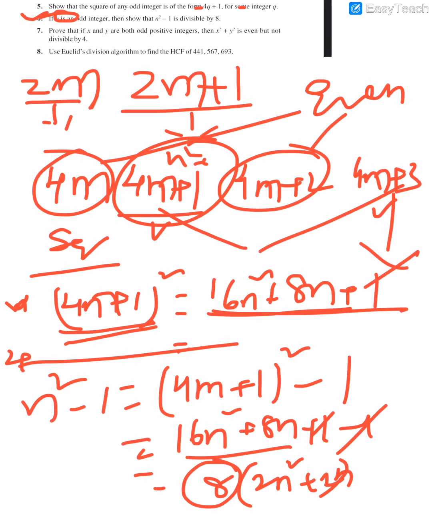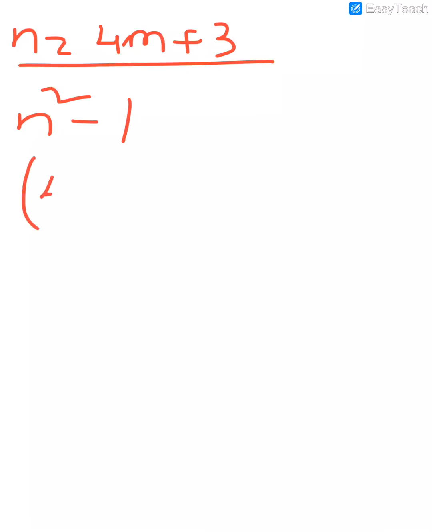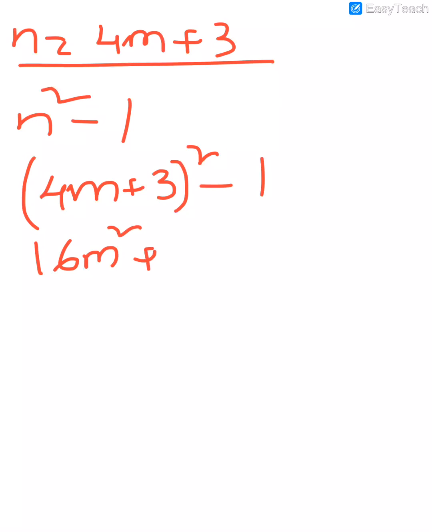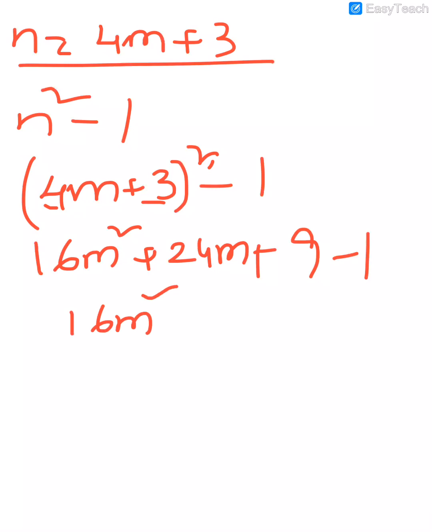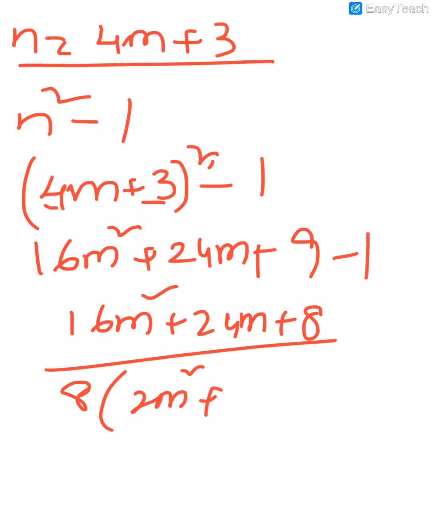Similarly, if you take 4m plus 3 also. So this is the odd number, let us suppose. Now what happens? n square minus 1 we need. That is 4m plus 3 whole square minus 1: 16m square, 2 into 4 into 3 is 24m, plus 3 square, 9, minus 1. So 16m square plus 24m plus 8. If you take 8 as common, 2m square plus 3m plus 1. So it is divisible by 8.